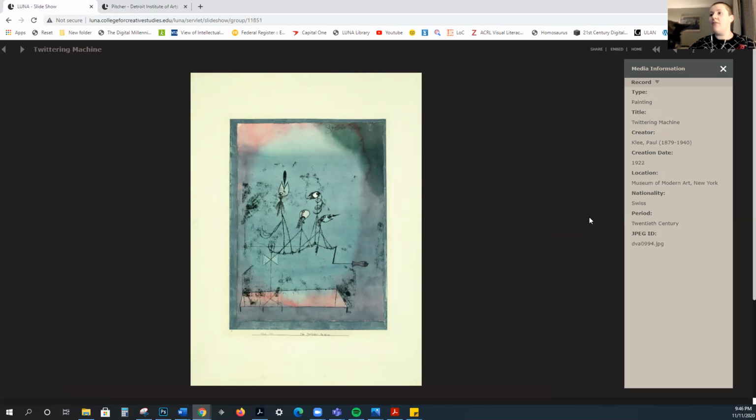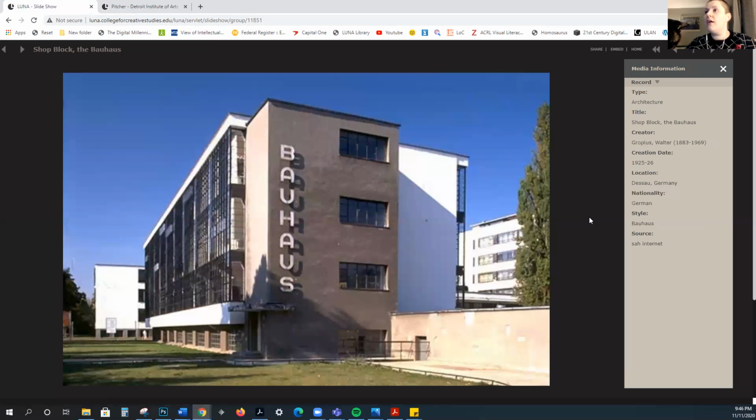But here we have a painting called The Twittering Machine by Paul Klee, and this is a very famous work. And you can see that this is decorative. It does not have a functional intent. So it's not solely function with form added to it, but there are also aesthetic creations such as this. And then this is the architecture that is really advocated by the Bauhaus.